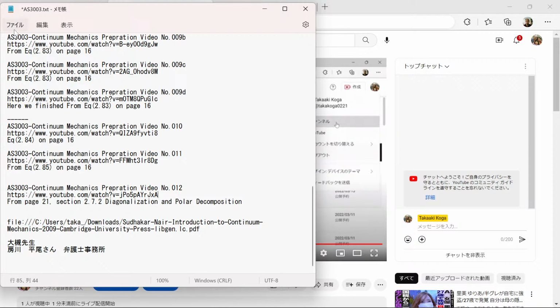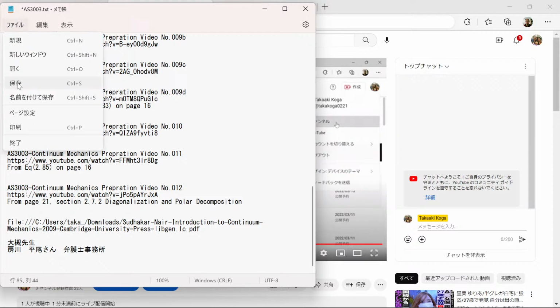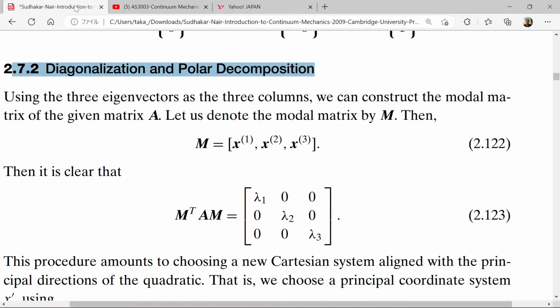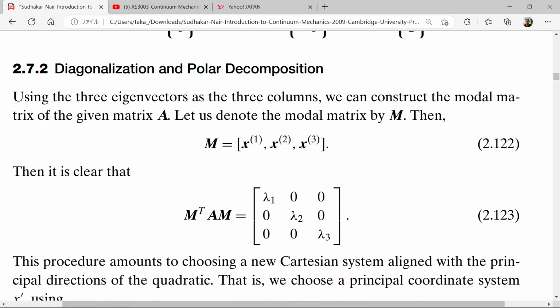So let me start. Today I'm going to talk about this section 2.7.2, diagonalization and polar decomposition.